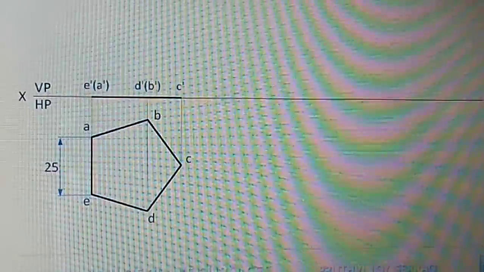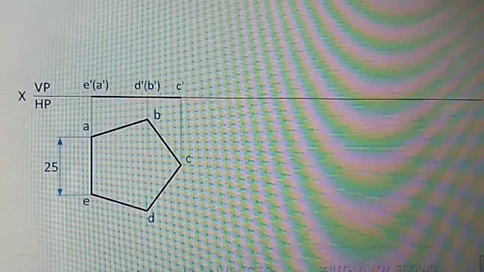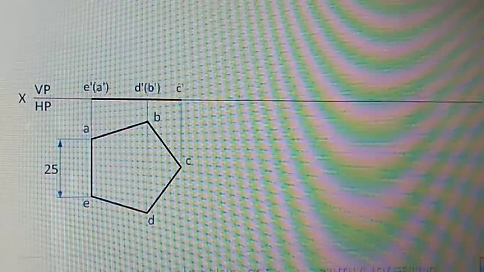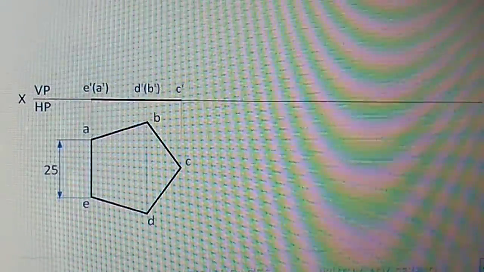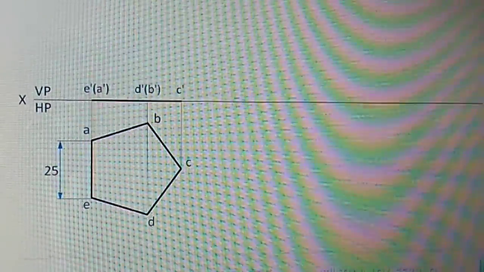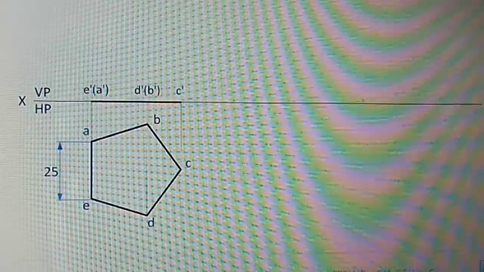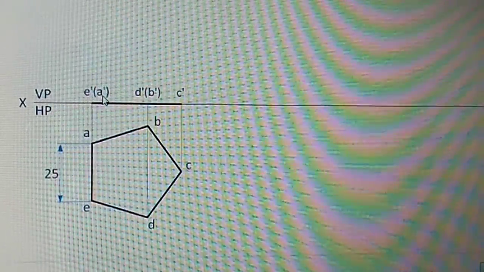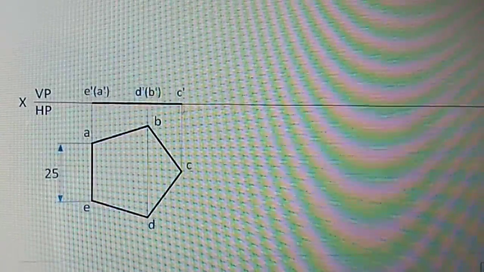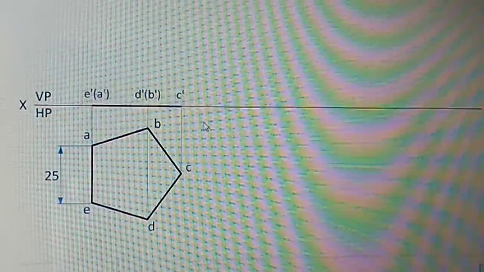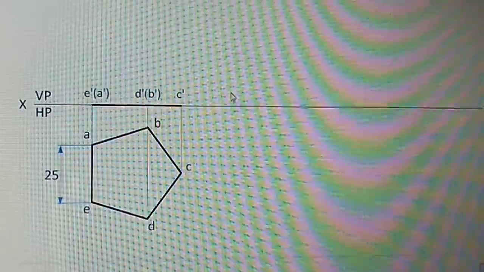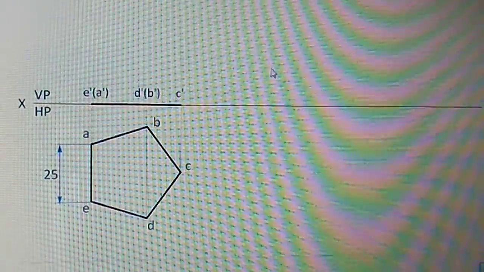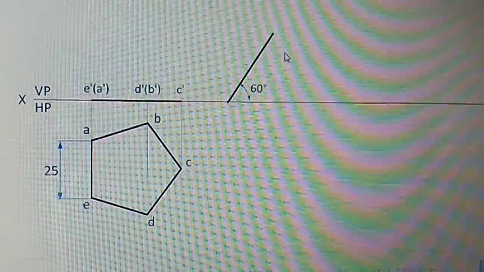Next, in the given problem, the plane makes an angle of 60 degrees with HP. So in the front view, whatever length you obtained, this length, E dash, A dash and C dash, you take from the scale. Next you have to place it at an angle of 60 degrees with HP, above the XY line, like this.